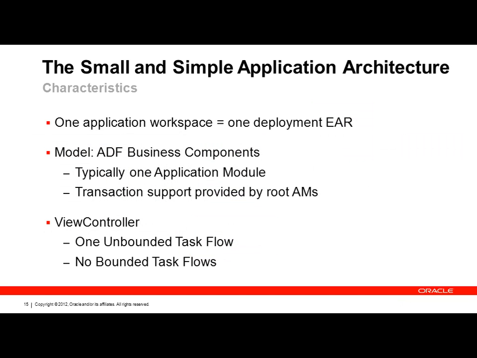The characteristics of this small and simple application architectural pattern, from a JDeveloper or ADF perspective, is we're going to have one JDeveloper application workspace, and as a result, one deployment at the end of this particular pattern. Now, just like a standard Fusion templated application, this application workspace will have a model project and a view controller project. And for the purposes of this presentation, we're really just talking about ADF business components and Java server faces and ADF faces with the task flow facilities.